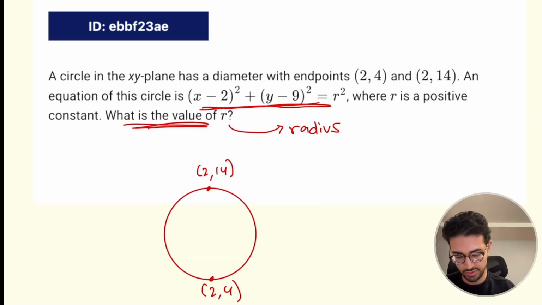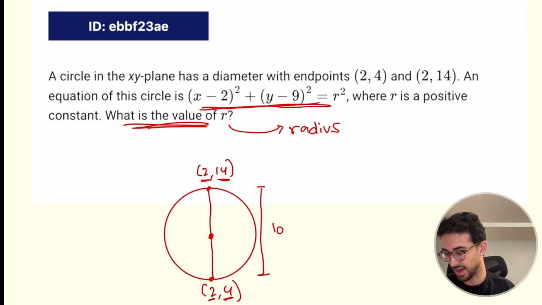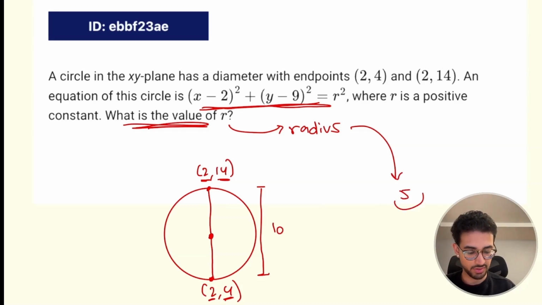Do we already know anything about it? Yes, we know the diameter, because we can approximate the distance by just looking at this. We know that the distance is going to be exactly 10 here, because the distance between these two points is 10. The x coordinate is the same, and the y coordinate is just added by 10. If we know that the diameter is 10, and we want to find the radius, we know that the radius will just be simply 5. So there's the answer to that question.